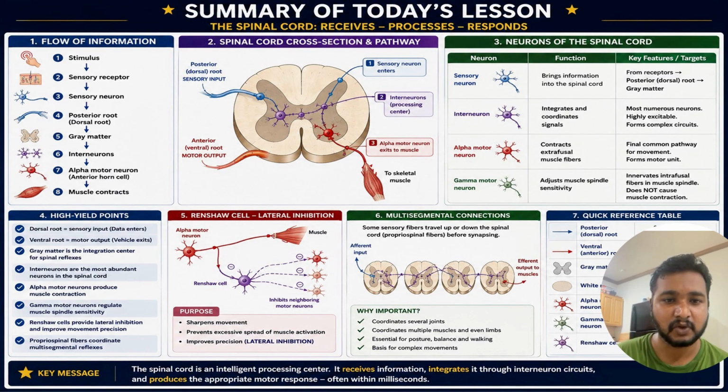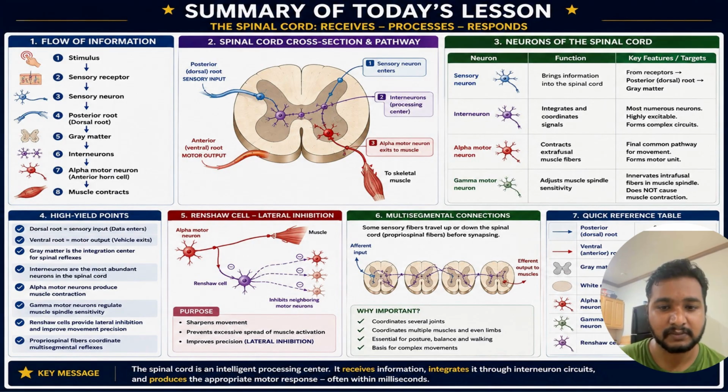We then followed the flow of information. A sensory receptor detects a stimulus and the signal enters the spinal cord through the posterior or dorsal root. Inside the gray matter, interneurons analyze the information, combine it with signals from the brain, and decide the best response. The final command then leaves through alpha motor neurons via the anterior or ventral root, causing the muscle to contract.